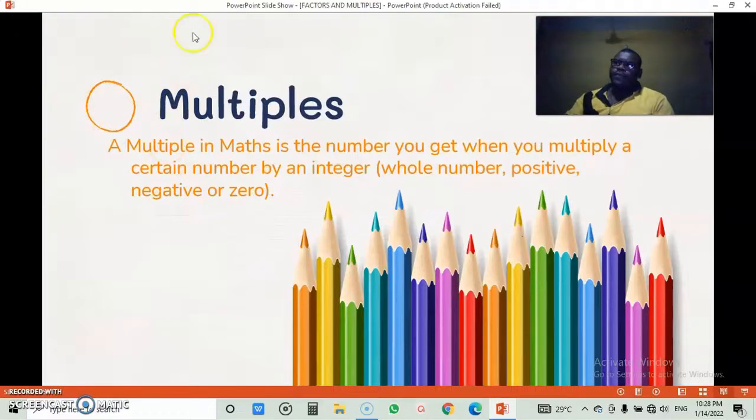So what are multiples? A multiple is a number you get when you multiply a certain number by an integer. A multiple in mathematics is the number you get when you multiply a certain number by an integer, that is a whole number, a positive number, a negative number, or zero. So it can be 10, minus 10, plus 10, or 0.